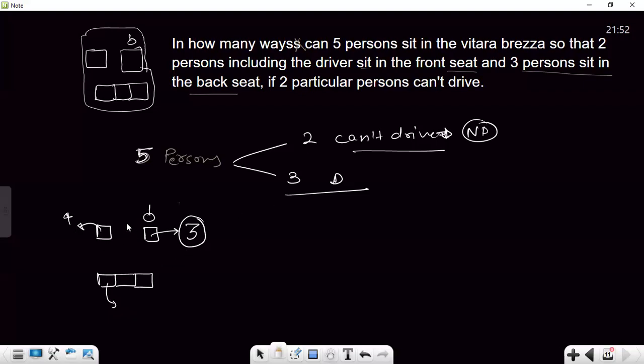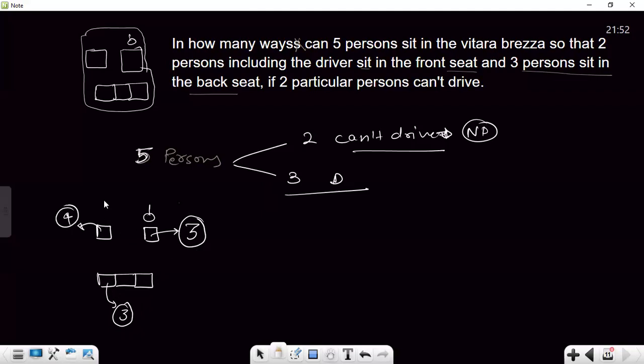Out of 5, 2 persons have already been seated. How many choices for this particular seat? Window seat. The person who vomits is not actually there. So only 3 persons are left now, right? Because 2 persons are already seated.